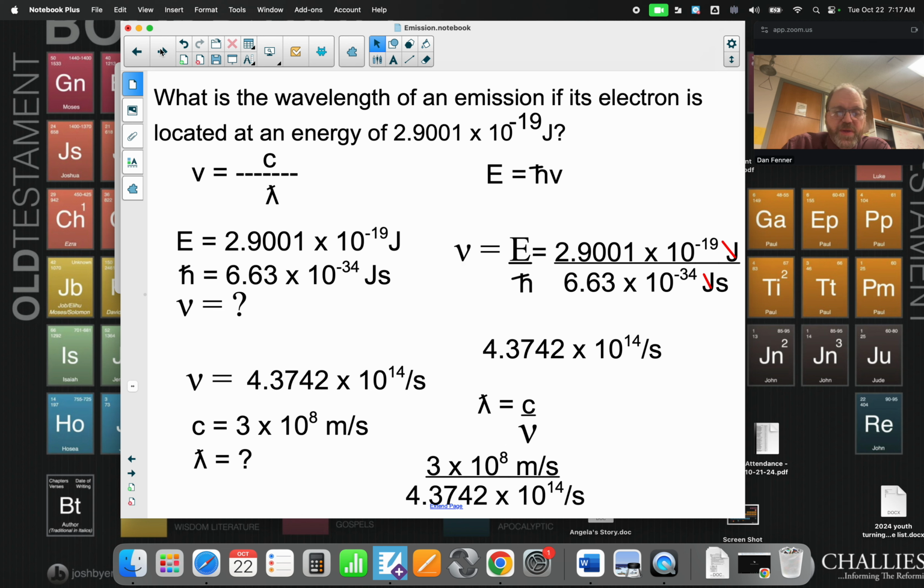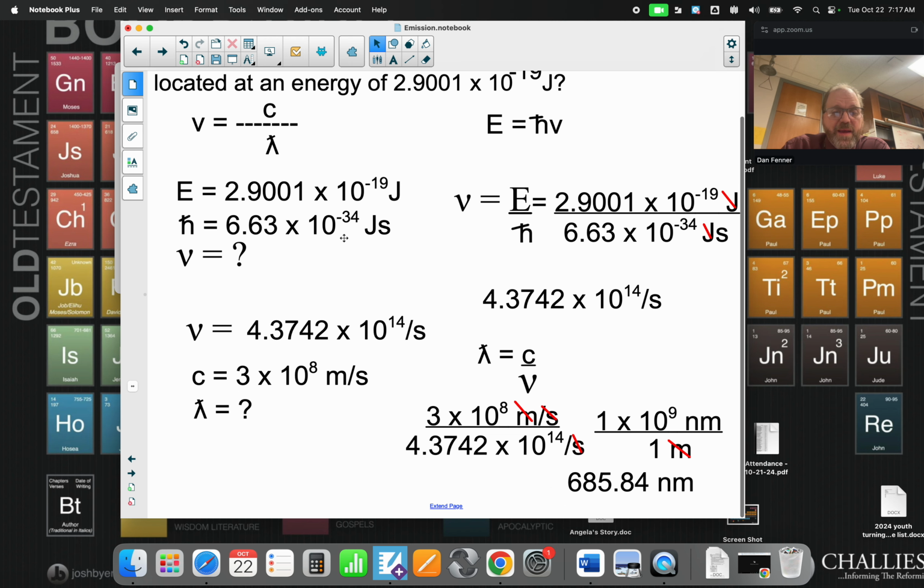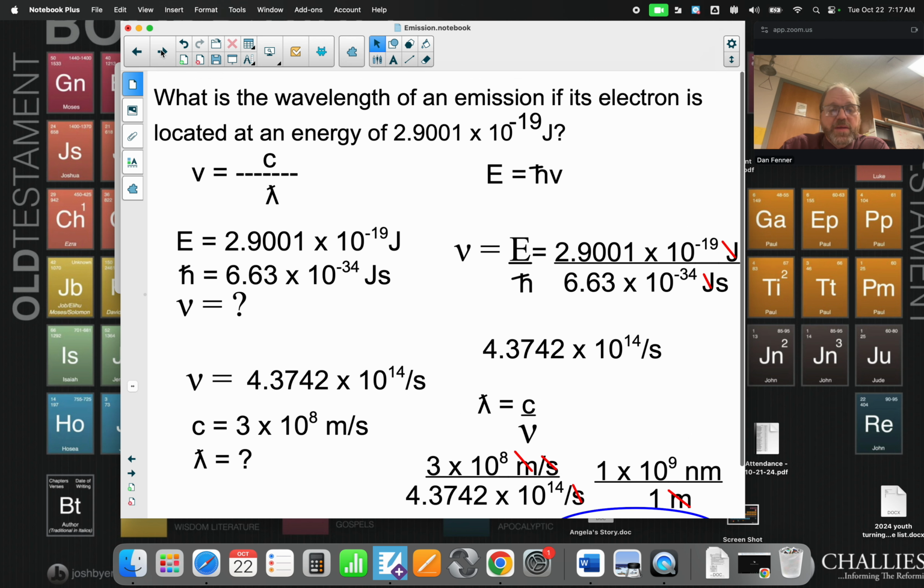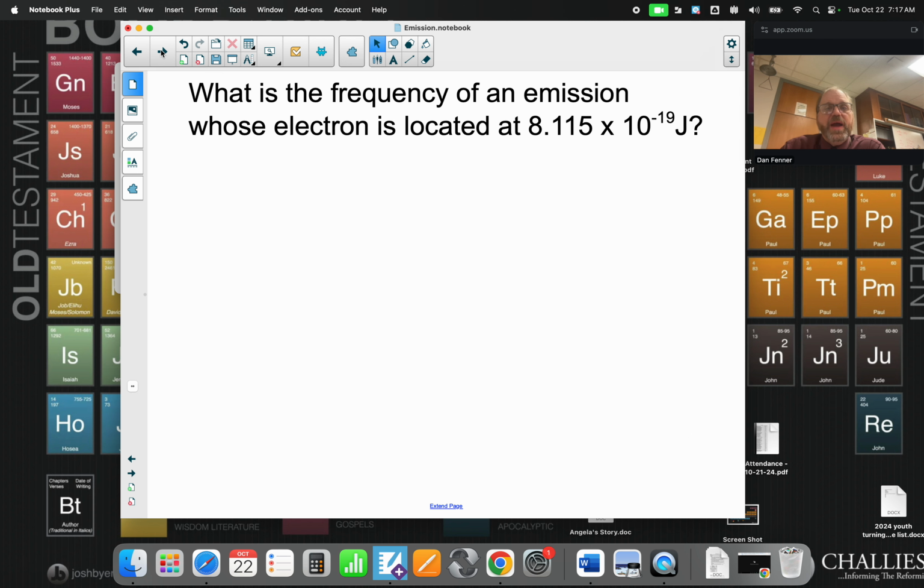Put our values in, 3 times 10 to the 8th, divide by 4.374 times 10 to the 14th per second. And I'm going to want to convert to nanometers because wavelengths are in nanometers. Meters cross out. I'll be in nanometers. Seconds will cross out here. And we end up with an answer of 685.84 nanometers.